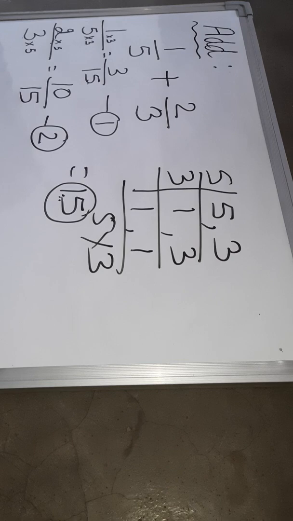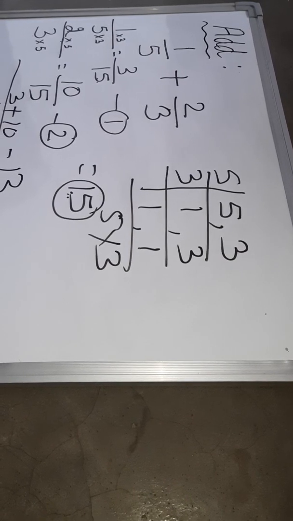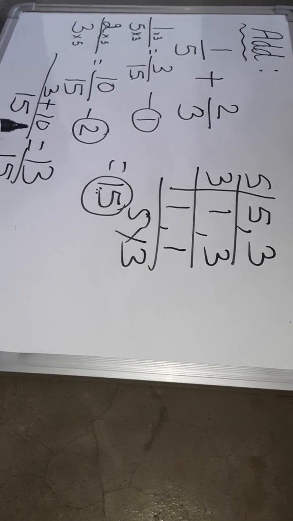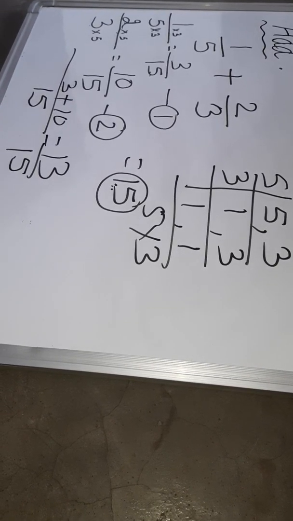Now you can add. Now you got the like fractions. In the previous video I told you, in like fractions the denominator is the same, 15. So add the numerators, 3 plus 10, you get 13 by 15. When you add 3 and 10, you get 13. 13 by 15.